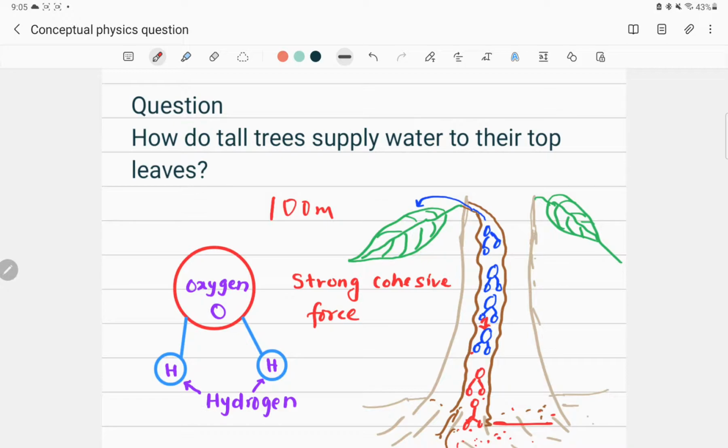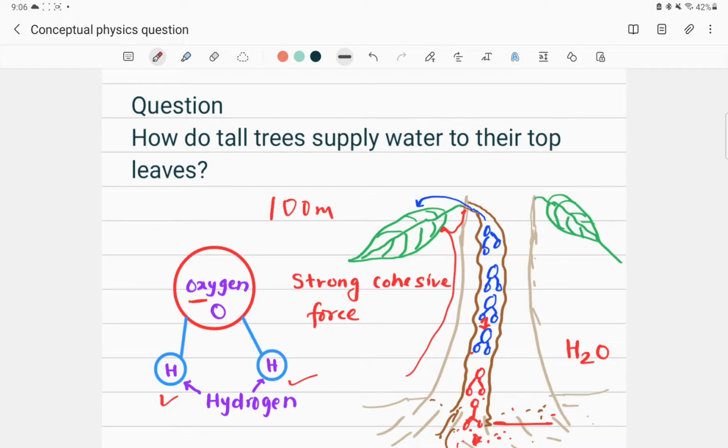What is this strong cohesive force? Look at here. This is a water molecule, oxygen here, and the two hydrogen atoms are attached with oxygen, which we call H2O. So here is an H2O molecule, a water molecule. Here is another water molecule, and so on. In the trees, there are narrow pipes that extend upward from the roots all the way up to the leaves. So these are the pipes through which water molecules can rise.